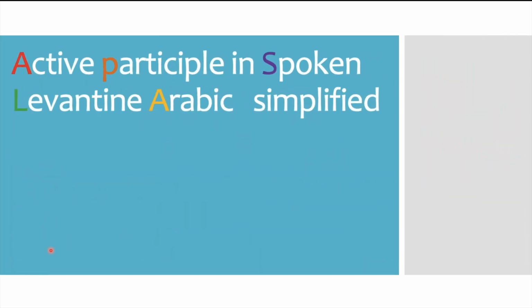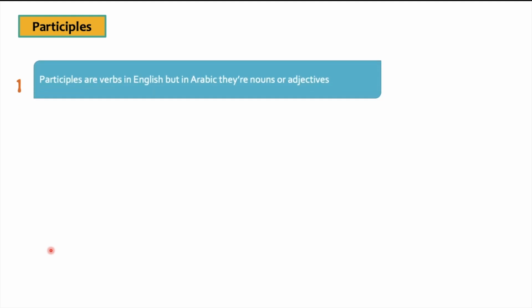ممتاز. Now let's get down to our examples and to show you how the active participle is used. If we start looking at the active participle in Levantine Arabic and how we use it, what's the active participle in spoken Arabic? The participles are actually verbs in English, but they are nouns or adjectives in Arabic. And do go and check one of my other tutorials talking about adjectives in spoken Arabic. One of the active participles are discussed there.